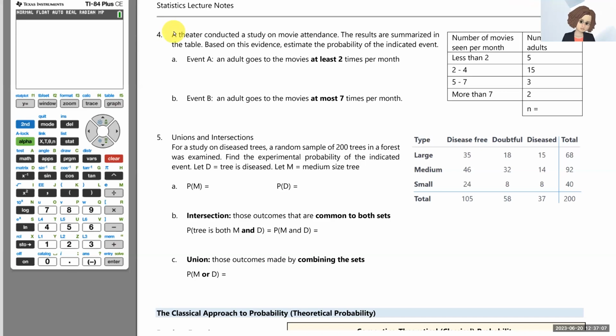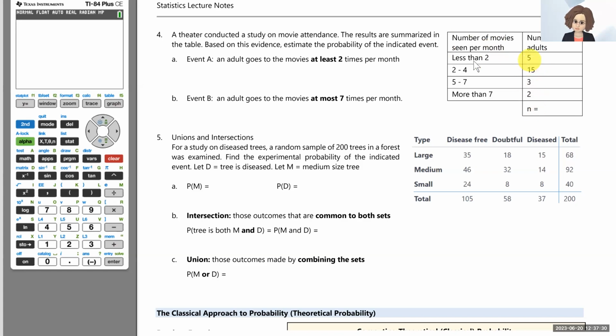So a theater conducted a study on movie attendance. The results are summarized in the table. And based on this evidence they collected, we'll be estimating some probabilities. So under my table here, I have the number of adults that responded and how many movies they see per month. So first, I just want to go ahead and do a total here.